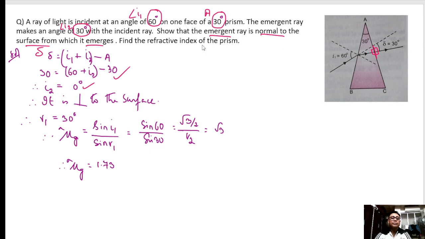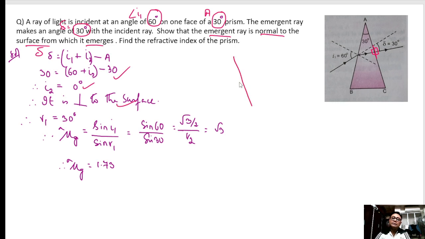Okay, I'm sorry, this is not I2. They told that it is making 30 degree with the angle of incident ray. That means this is the sigma m, this is the deviation. So I2 is coming 0 degree. That means it is perpendicular to the surface.